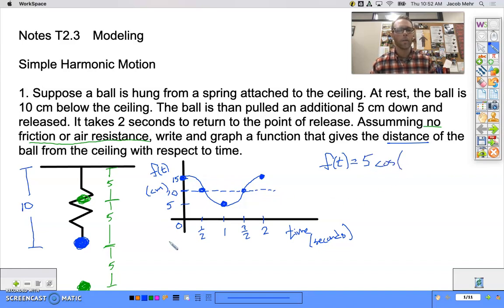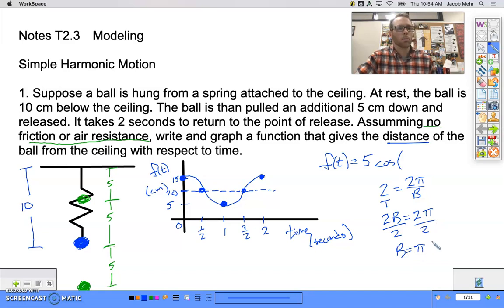Cosine of. Now we need to determine what the period is. And our period is 2. So we know that the period for cosine is 2 pi over b. So we're going to set 2 equal to 2 pi over b. So I know 2b equals 2 pi, dividing by 2 on both sides. B is pi. So I'm going to have pi times t to change my period.